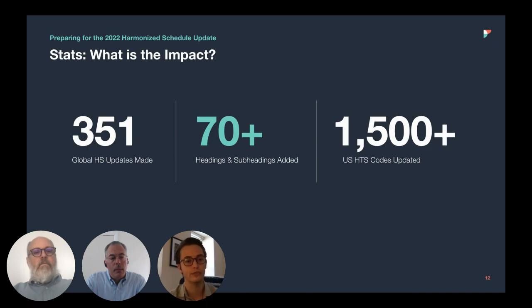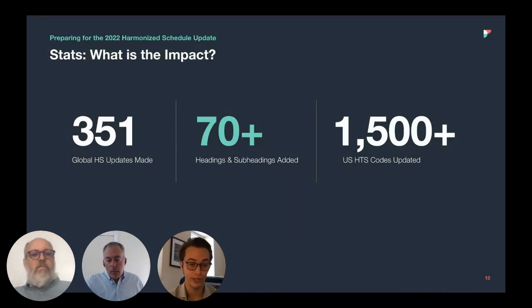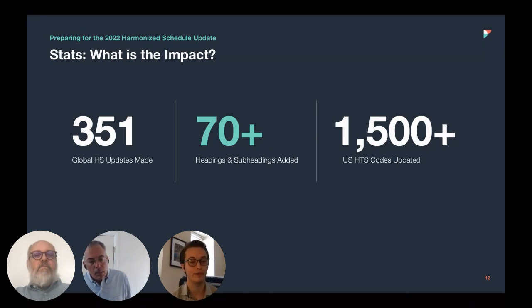So the total impact is we're seeing 351 global updates made at the 6-digit level. That includes 70 new headings and subheadings added. And what that means in the United States is 1,500 10-digit HTS codes are being updated in some way. Some of them are purely cosmetic. We're just changing the last two digits, but the meaning of the tariff, the meaning of a classification, hasn't actually changed. But many of these changes are more substantive, and that's what we wanted to talk about with some of the examples we're starting with here.